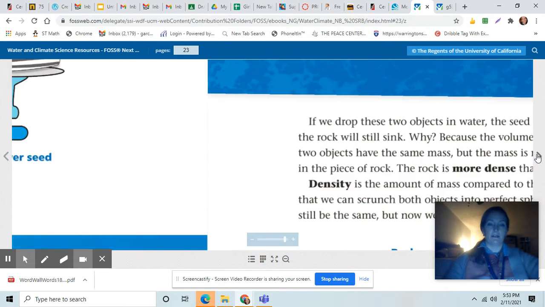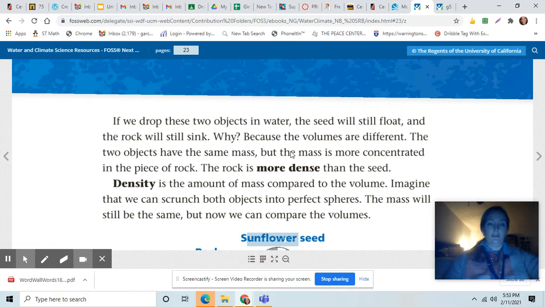So what makes the sunflower seed float? If we drop these two objects in water, the seed will still float and the rock will still sink. Why? Because the volumes are different. The two objects have the same mass, but the mass is more concentrated in the piece of rock. The rock is more dense than the seed. Density is the amount of mass compared to the volume. Volume is like, you can think of the space it takes up.